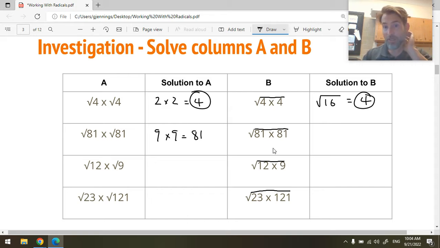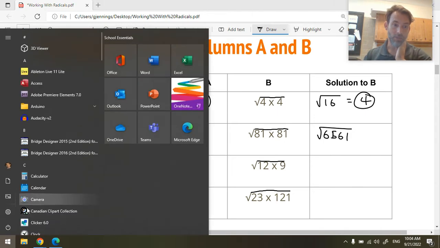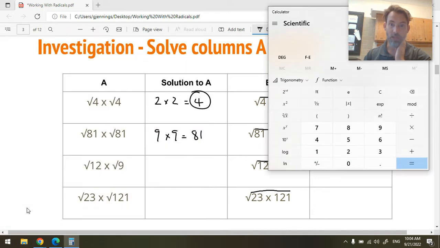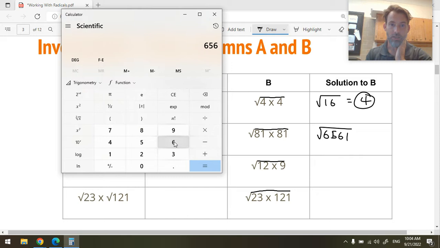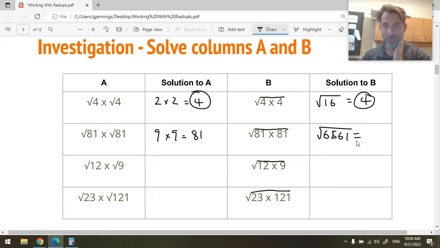Let's try this one. 81 times 81 is 6,561. Let's check the square root of 6,561. I bet it's 81. And I'm going to take the square root of that. It's 81. Okay, cool. So cool, Mr. Jennings. Yeah, this is radical stuff.